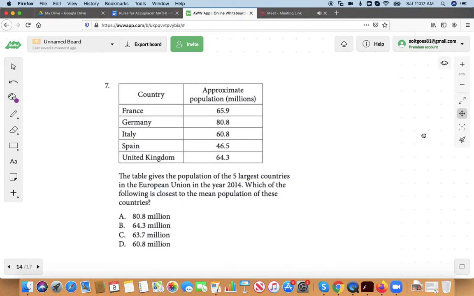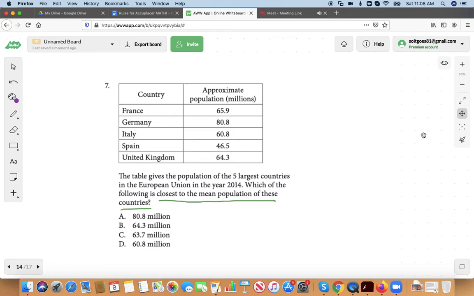Go ahead and read question number 7 for us, please, loud and proud. The table gives the population of the 5 largest countries in the European Union in the year of 2014. Which of the following is closest to the mean population of these countries? What are we solving for here? What's closest to the mean population?